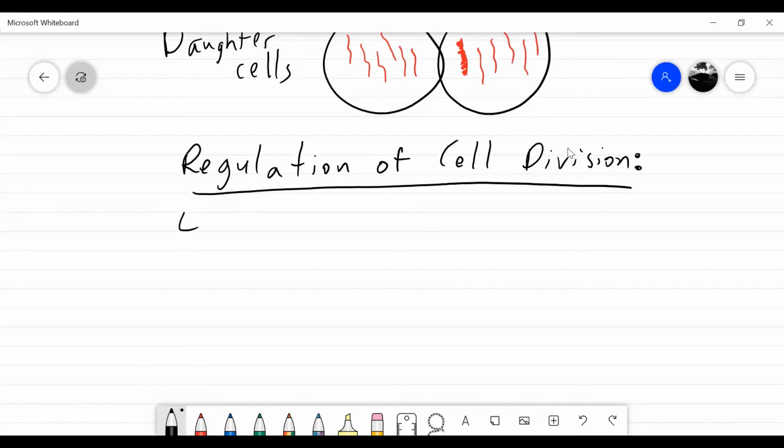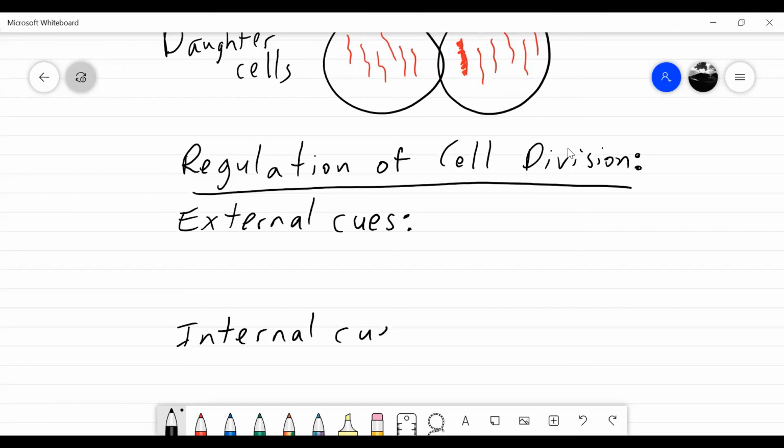I'm going to divide this into 2 categories. So external cues. So what do I mean by an external cue? I mean something outside of the cell, a signal from somewhere outside of the cell. And internal cues. So you can see this is not going to be a big note. There is more information about this in the textbook if you want to read more detail into this, but I'm just keeping this simple this semester. So what external cues are we talking about?